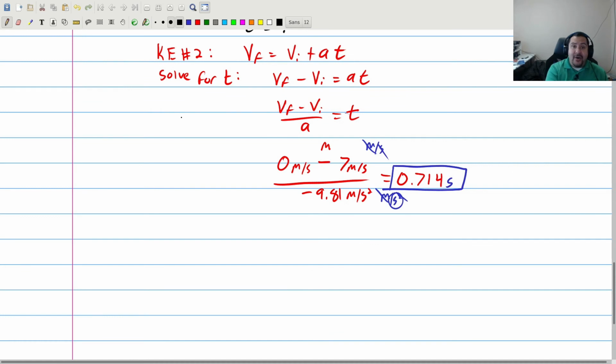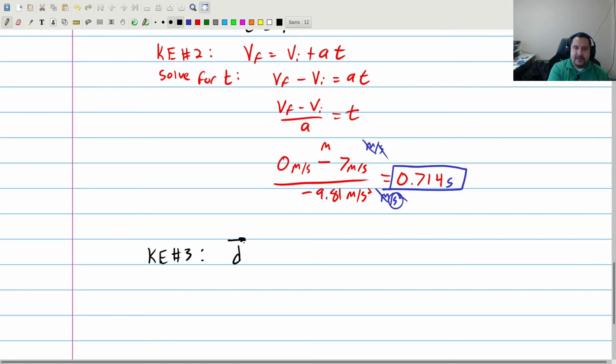Okay, how high does that ball go? Well, there are 2 equations we can use for this. We could use kinematic equation number 3 or kinematic equation number 4. But it's going to be easier to use kinematic equation number 3 in this case because it's already solved for d.